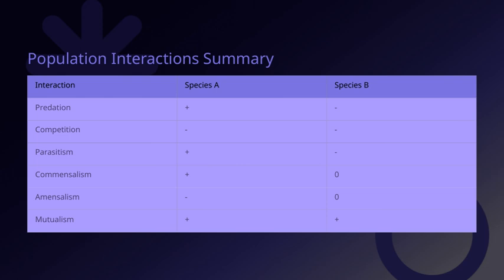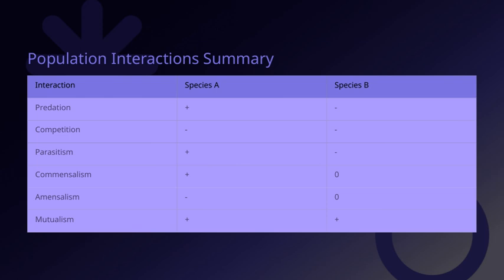Next, competition involves both species negatively impacting each other because they are competing for the same resources. So, both have a minus sign here, indicating mutual harm. Parasitism is interesting because it benefits species A, the parasite, while negatively affecting species B, the host. It's a one-sided benefit that can have serious consequences for the host.